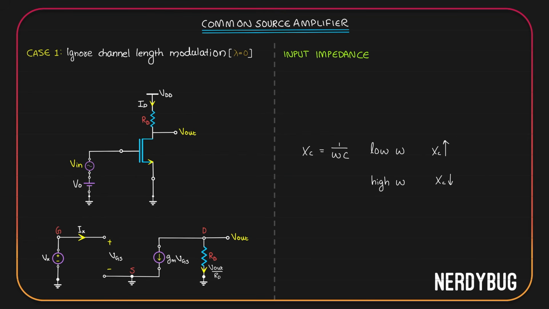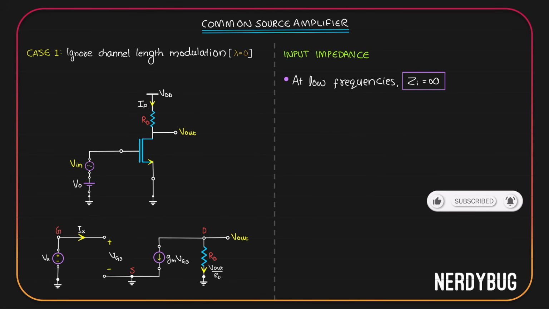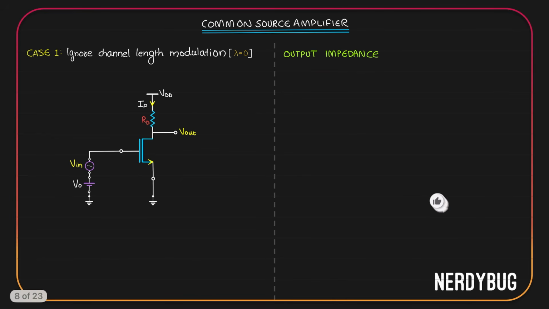So to accommodate this idea, let us write down that input impedance is really high at low frequencies. Ideally, it will be infinite. Let us now figure out the output impedance. Again, we need the small signal model.